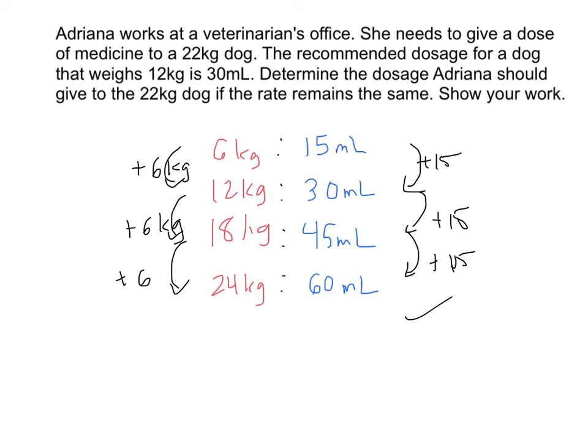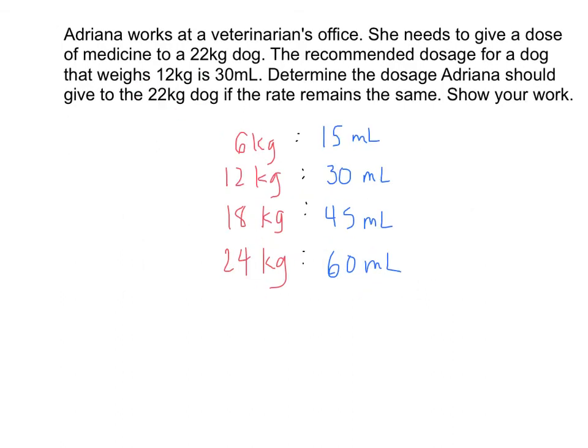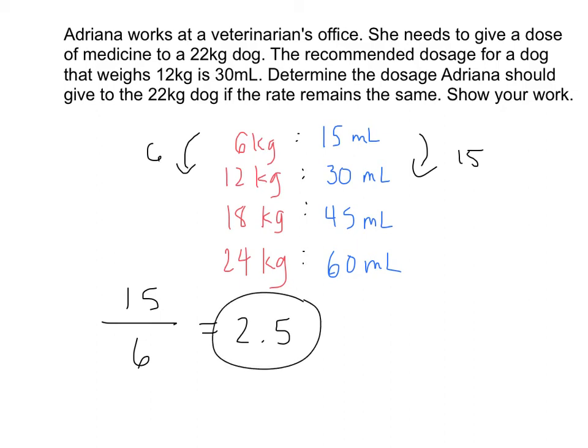But remember, the question asked us to find the dosage if the dog was 22 kilograms. So now what? Well, now that we have these 4 equivalent ratios, can you figure out at what rate this is changing by? Well, for every 15 milliliters, we change the kilograms by 6. So what's 15 divided by 6? 2.5. But what does that number mean? Well, we were looking at a comparison of milliliters to kilograms, and our answer was 2.5.